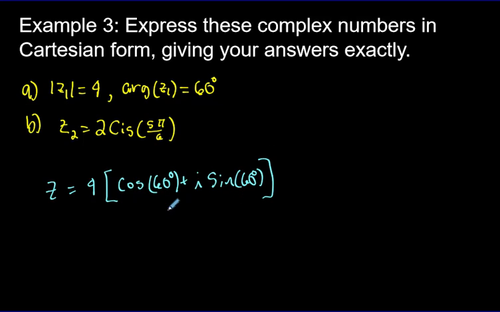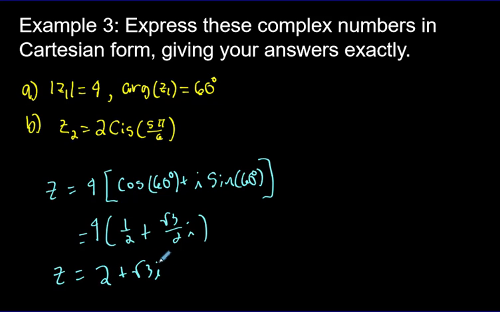Good. And what is the cosine of 60 degrees? The cosine of 60 degrees is a half, plus the sine of 60 degrees is going to be root 3 over 2, so it's going to be root 3 over 2 i. And then I can finish this up by multiplying the 4 through. So it's going to be 2 plus root 3 i. So we took the argument form right up here, and they just told us the modulus and argument, and we're able to convert it into our Cartesian form.